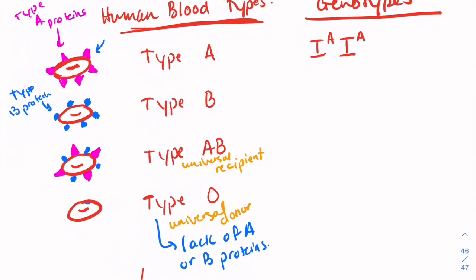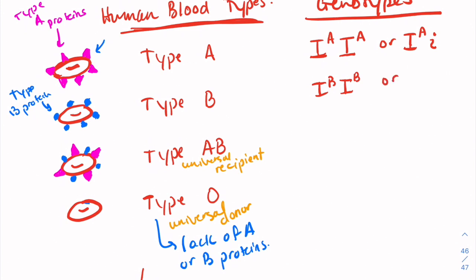A type A person could be capital I superscript A, I superscript A, or they could be I superscript A with a scripted I. Like that. So that's a possibility. Likewise, type B. A person could have two B alleles.